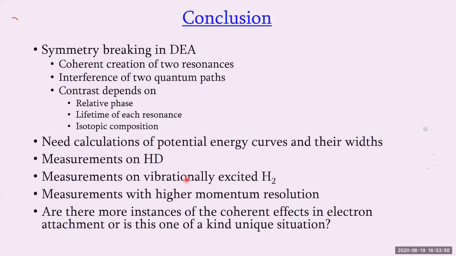To conclude, what we have seen is a symmetry breaking in dissociative electron attachment, which arises from the coherent creation of two resonances, and obviously there are two different paths. So you have a quantum interference, which leads to contrast in the interference fringes, depending on the relative phase, the lifetime of each resonance, and the isotopic composition. What we need are calculations of the potential energy curves and their widths. Even though H2 minus is the simplest system one can think of as far as molecular negative ions are concerned, there are still not enough calculations available. In fact, measurements on HD are being carried out by Vaibhav and his team at TIFR right now.